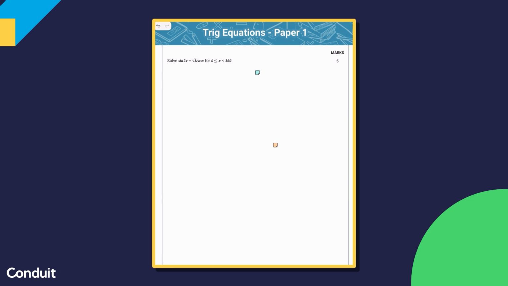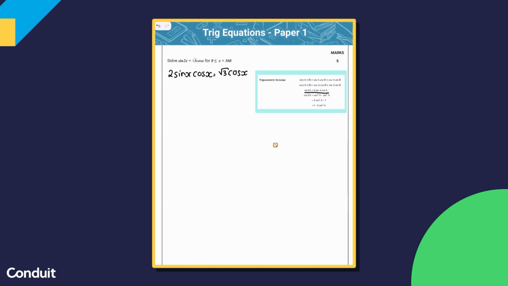Key thing I noticed straight away about this question is that we have two different angles, a 2x and an x. So I can't solve this directly. That tells me that I need to use a trigonometric identity to rewrite the equation. From the formula sheet, I can see that sine 2A is equal to 2 sine A cos A. And I'm going to use that to help me. I'm going to substitute this in, and it's going to become 2 sine x cos x equals root 3 cos x.